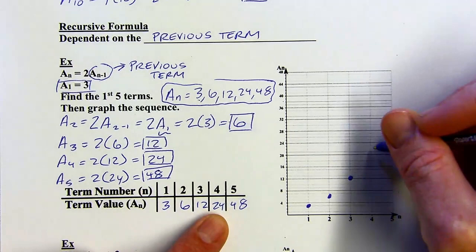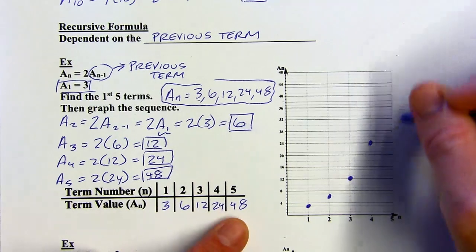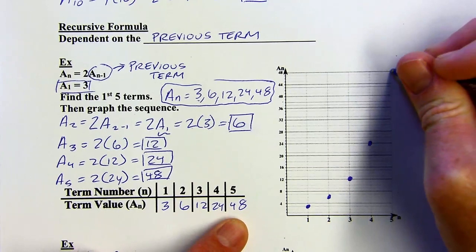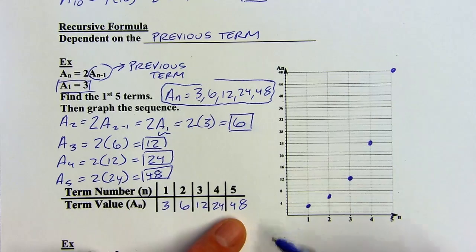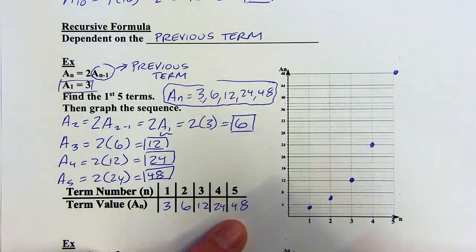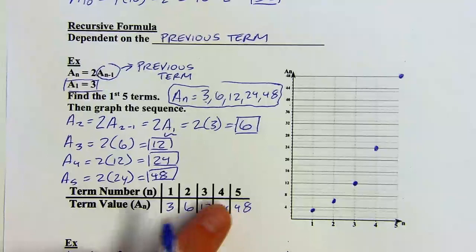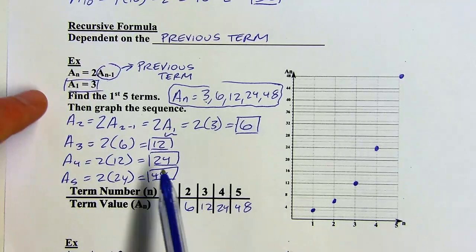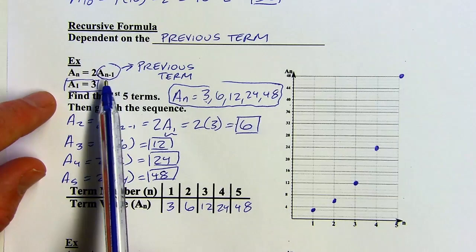4, 24. And 5, 48 is in that top right corner. Okay? So hopefully you can see this looks like an exponential curve. And it is an exponential curve. They fit on an exponential curve because this is a geometric sequence.